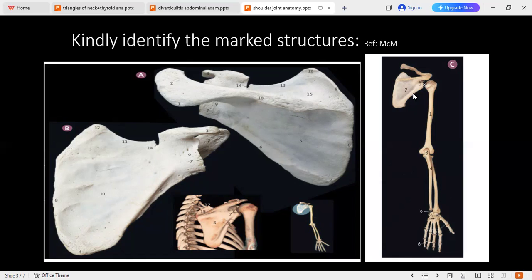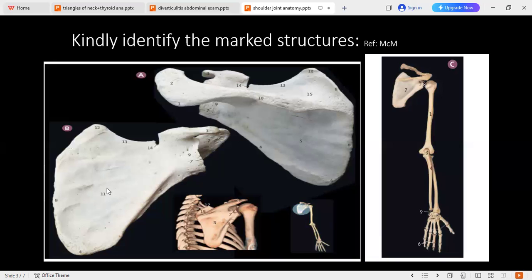Can you look at picture A and identify number 2? It is the acromion process. If you could identify 15, please. Supraspinous process. 5, infraspinous process. 11, subscapular fossa.